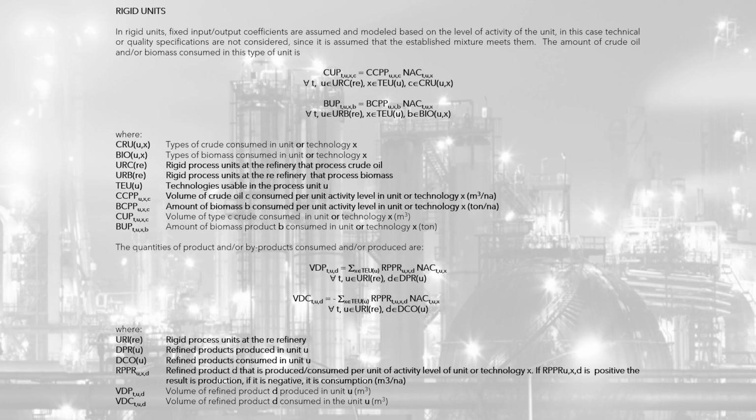Rigid units. In rigid units, fixed input-output coefficients are assumed, and modeled based on the activity level of the unit. In this case, technical or quality specifications are not considered, since it is assumed that the established mixture meets the specifications. The equation is similar for the amount of final products and byproducts consumed and/or produced.